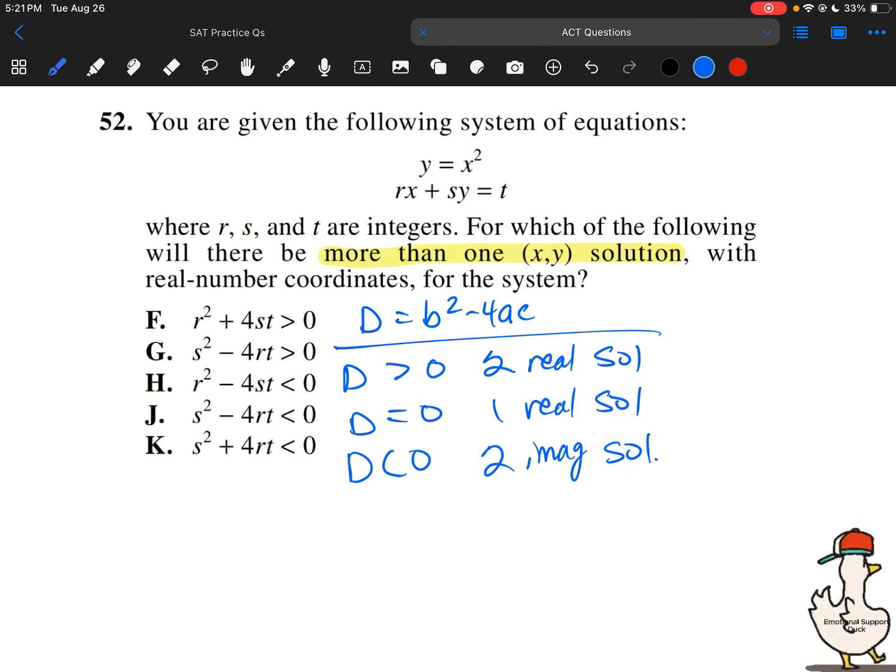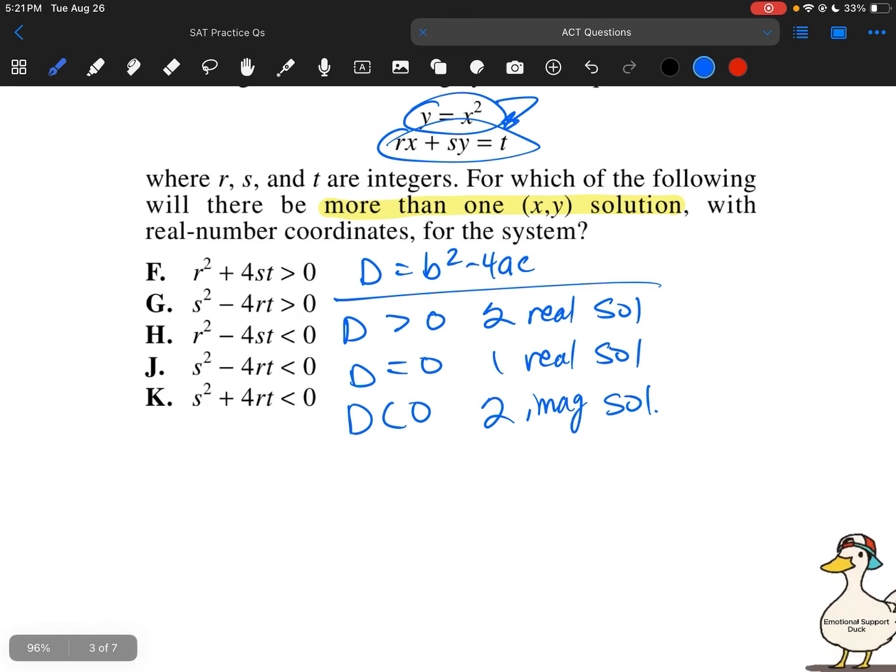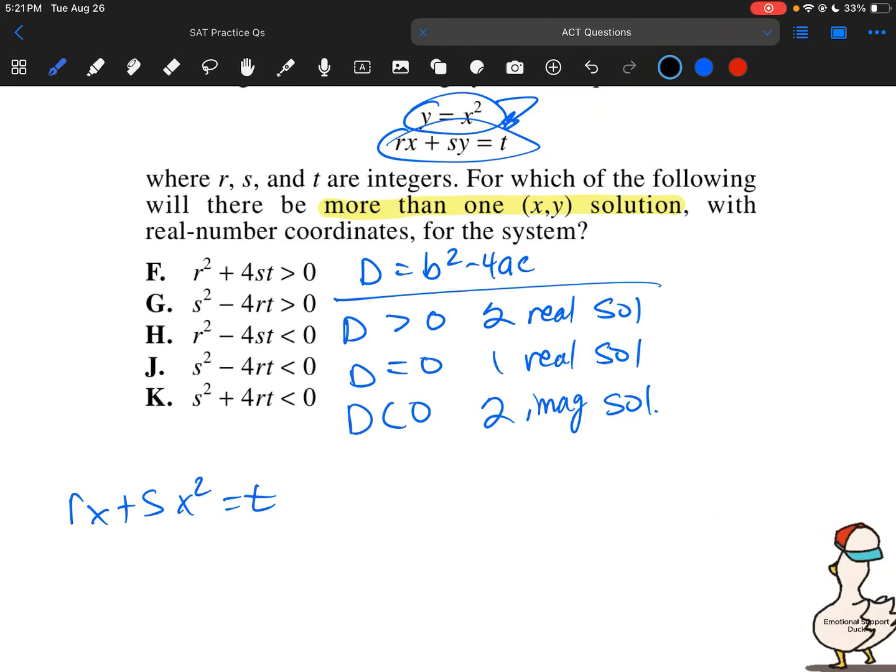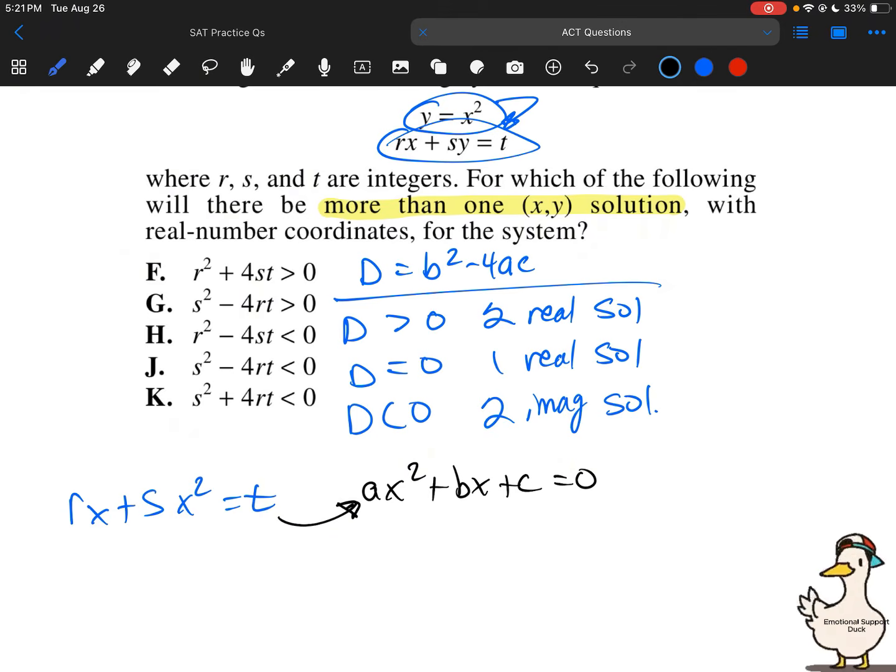So this applies if you have a quadratic equation. And for this question, you're given two equations for some type of system. And let's just plug in y into the bottom one, so right into here. So writing that out, you have rx plus sy, which is x squared, is equal to t. And our quadratic equations are usually written in the form of ax squared plus bx plus c is equal to 0. So let's try to get this equation to match this form.